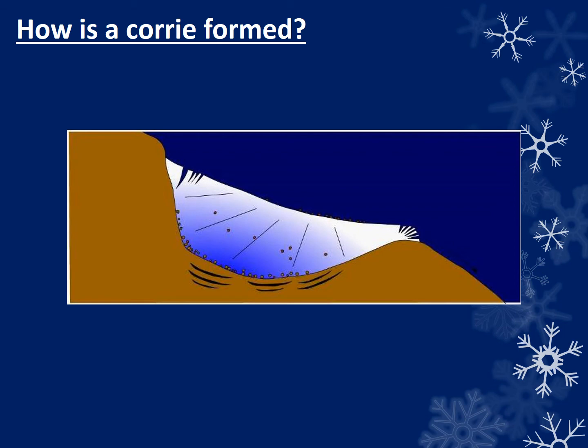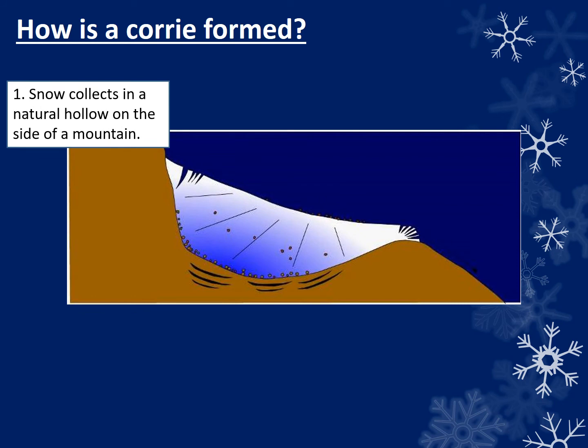So how a corrie is made is actually not that difficult to understand. The first thing that happens, as we know at the start of an ice age, when your temperature gets a little bit colder than it used to be, you start to get a lot more snow, and that snow will collect in the side of a mountain. So as you know, mountains aren't perfectly smooth. They do have little kind of dips in them.